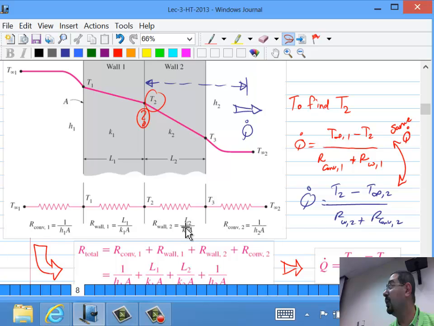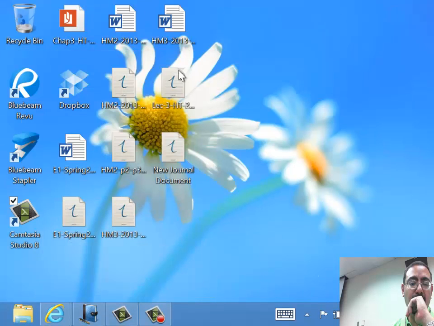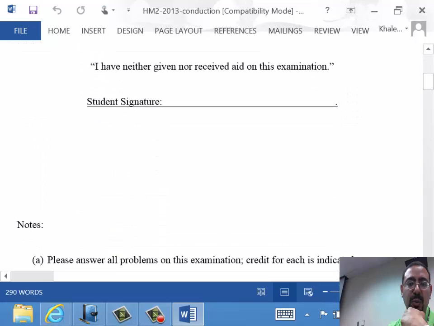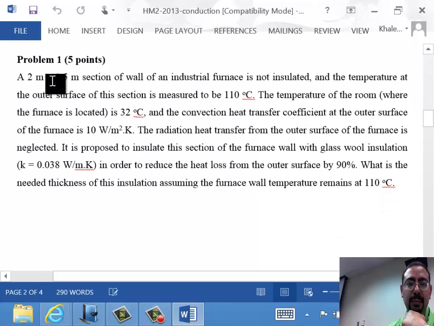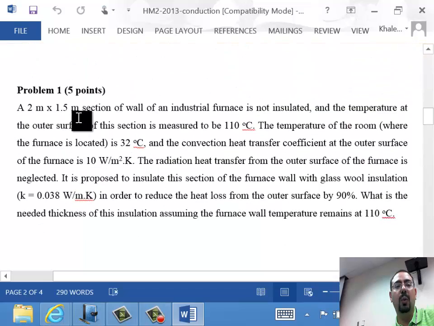Like for example, your homework. So let's look at your homework quickly. That's homework 2, which was in the exam last year. So look at this. It's a wall of a furnace. They give you the area of the wall, 2 meter by 1.5 meter. The temperature on the outer surface is to be maintained at 110. The temperature of the room where the furnace is located is 32.